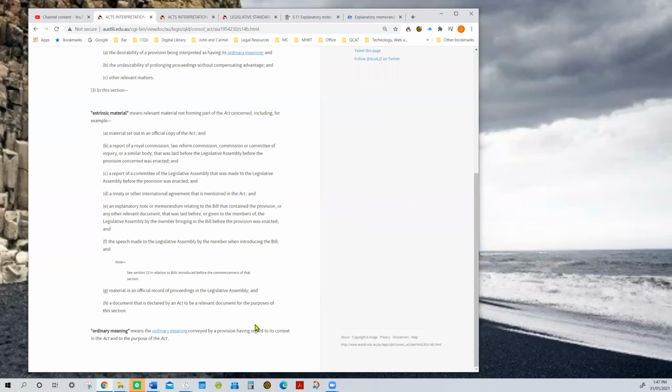Oh, now that's great. So now it's telling us another source of where we can find relevant and persuasive extrinsic materials. You want to know something more about what a section says and why it says it, why it was introduced, what's its purpose. You can have a look at the reports of the Royal Commission or committees of inquiry. Law reform commissions are valuable.